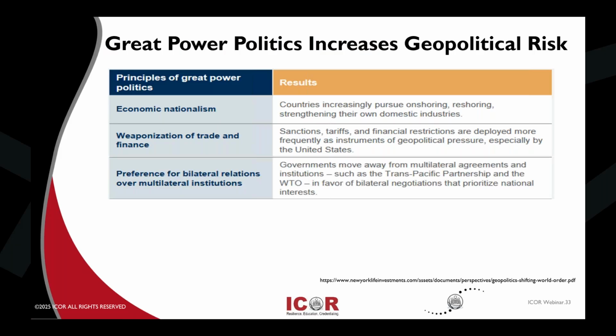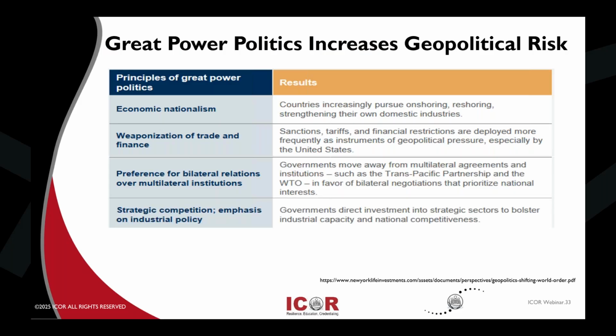Preference for bilateral relations over multilateral institutions, where we do see United States President Trump moving to just talk with specific countries, looking at those bilateral negotiations and really ignoring the Trans-Pacific Partnership and the World Trade Organization that used to be the priorities. Looking at strategic competition with an emphasis on industrial policy, where governments direct investment into strategic sectors to bolster industrial capacity and national competitiveness.